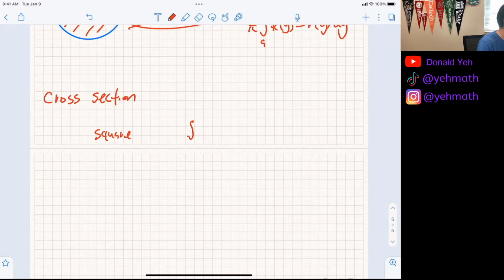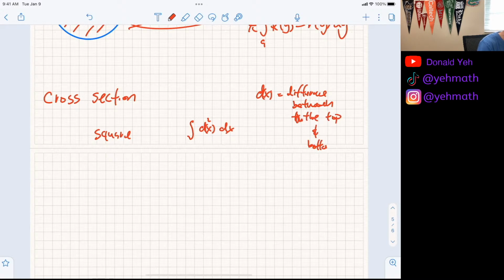I'm going to say D stands for the difference. Difference between two graphs. So it'll be d of x squared dx. I think that's the best way to calculate. So d of x is the difference between the top graph, the top minus bottom, right? I like the difference between top minus bottom. Okay, so that's a D.